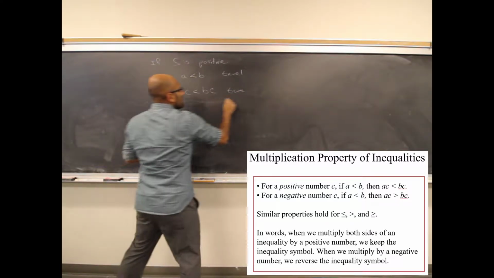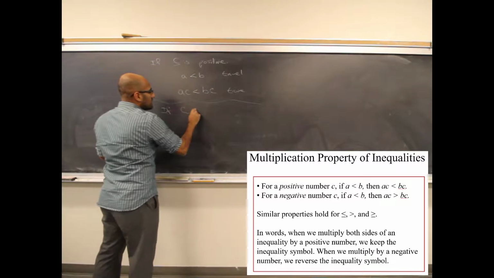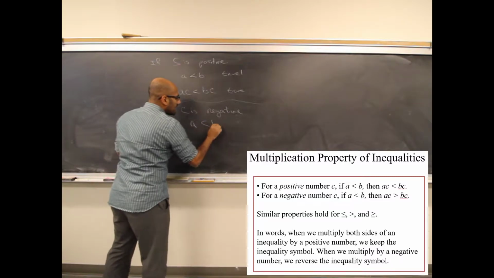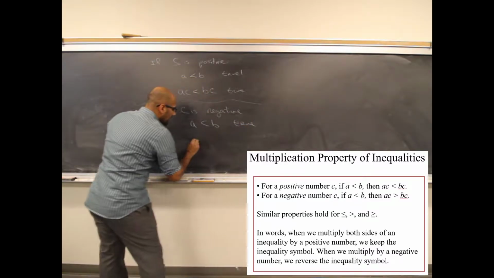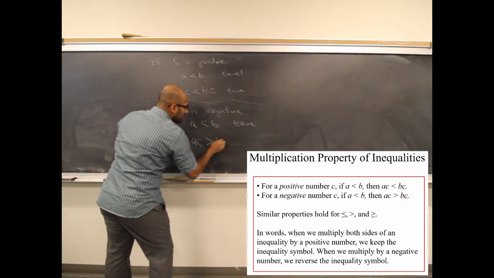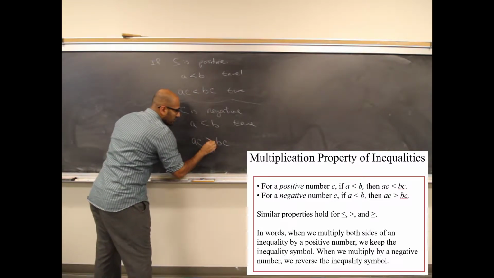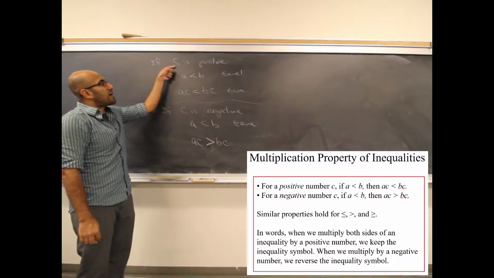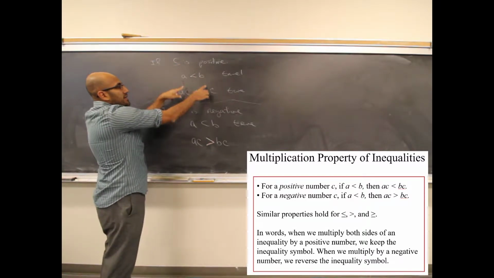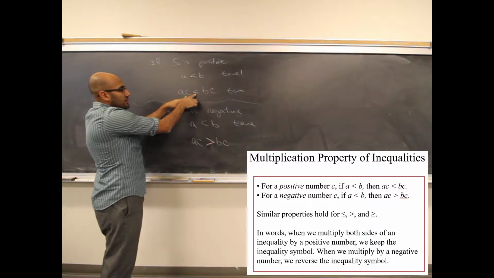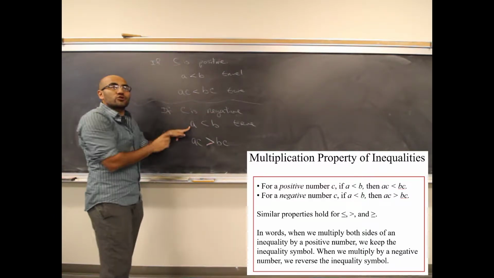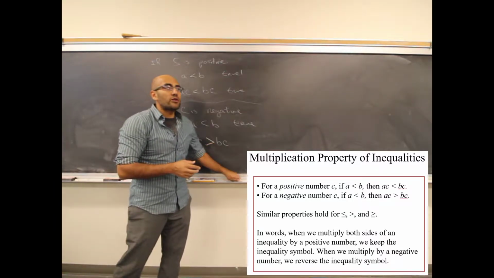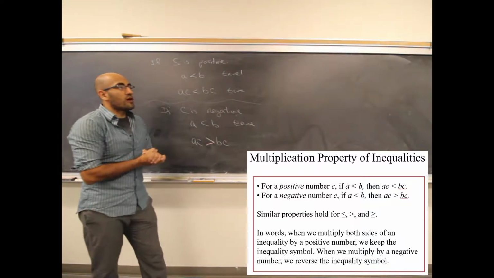On the other hand, if c is negative, then if a is less than b is true, then ac is greater than bc, right? The only thing that's different here is that we change the direction of the inequality. Good. So if c is positive, then when you multiply both sides of the inequality, the direction stays the same. If c is negative, if you're choosing to multiply or divide by a negative number, then you've got to change the direction of the inequality. And that's really the only rule you have to remember when you're solving these inequalities.